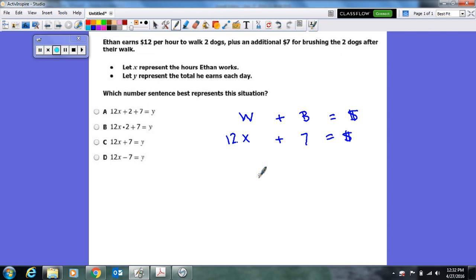Now, the last thing we need to do is let Y represent the total he earned each day. So rather than a dollar sign, let's use the letter Y. So our final representation of what's happening here is 12X plus 7 equals Y, or answer C.